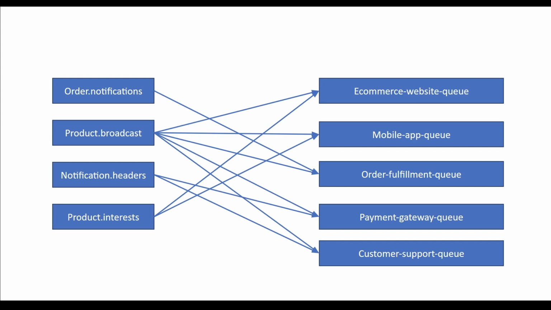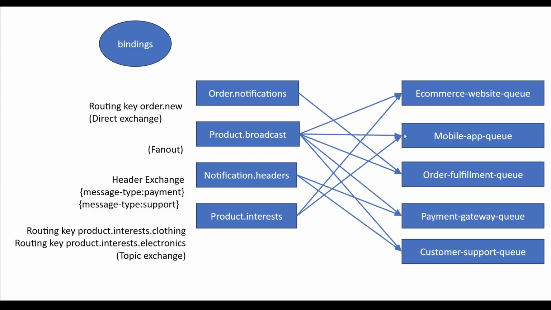Then we'll be having the third exchange, which will be our header exchange. We'll be giving it the name notification header. It will be routing our payment and support related messages. Then we'll be having product.interest, which will be our topic exchange, and we'll be creating this exchange for personalized product updates. And the list of the 5 queues are the consumers. These are the queues that will be consuming the messages.